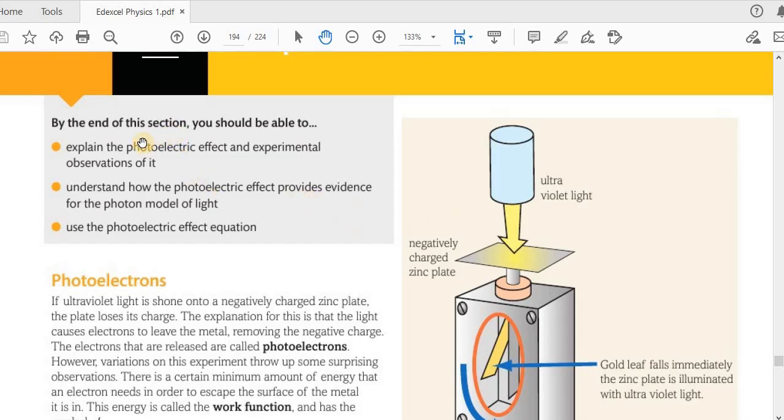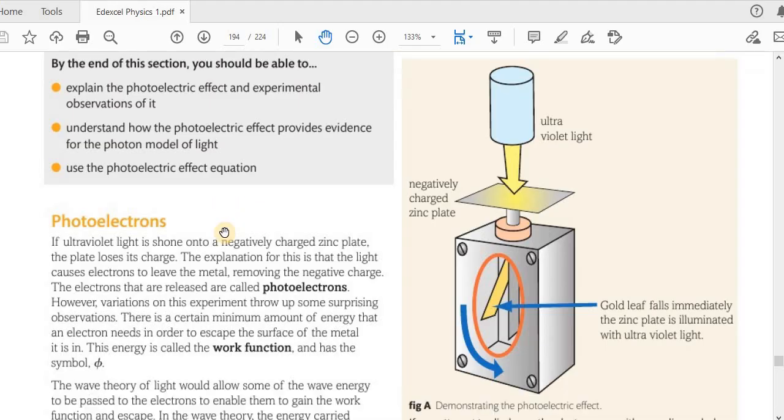By the end of this section, you should be able to do this. Explain the photoelectric effect and experimental observations of it. Understand how the photoelectric effect provides evidence for the photon model of light. Use the photoelectric effect equation. So this equation is very important. I will tell you the details also.